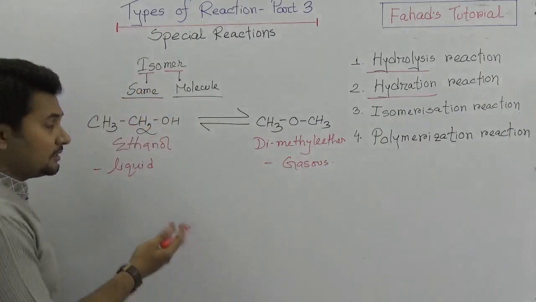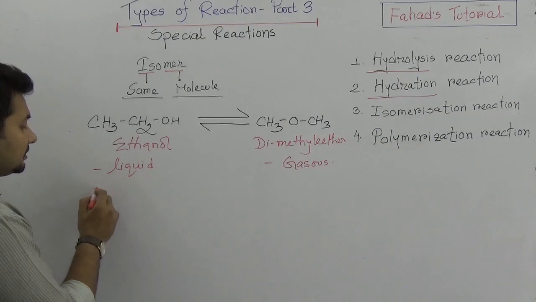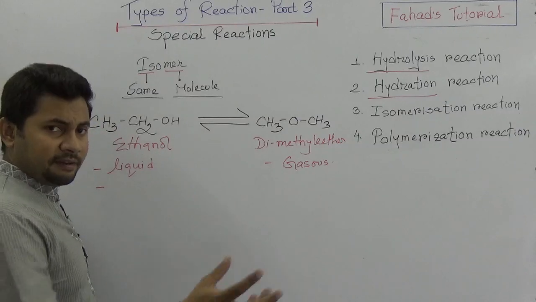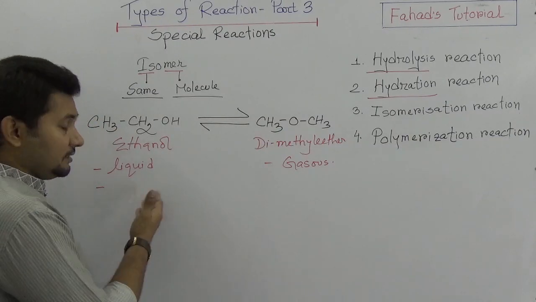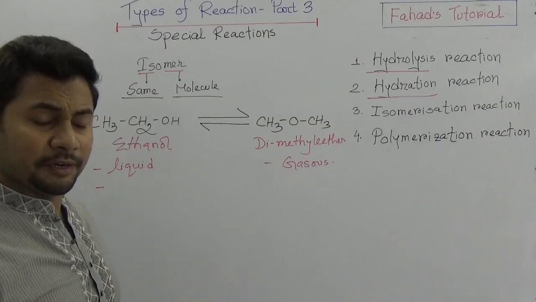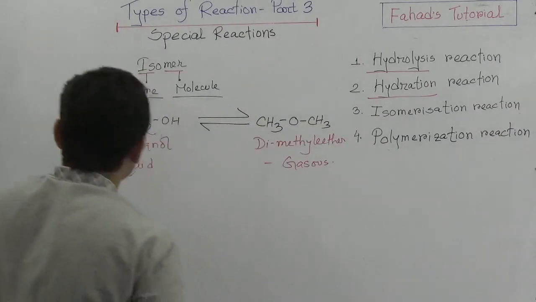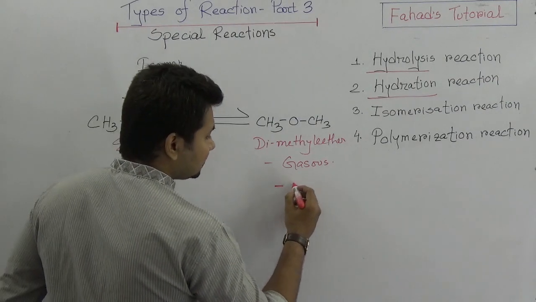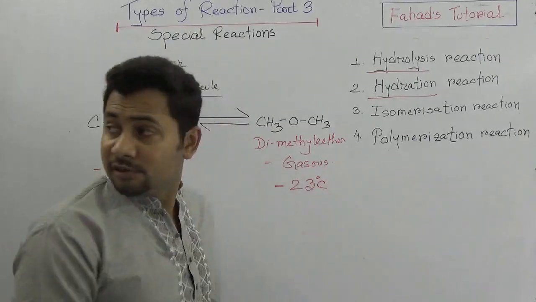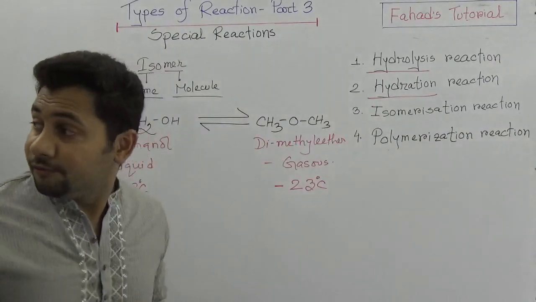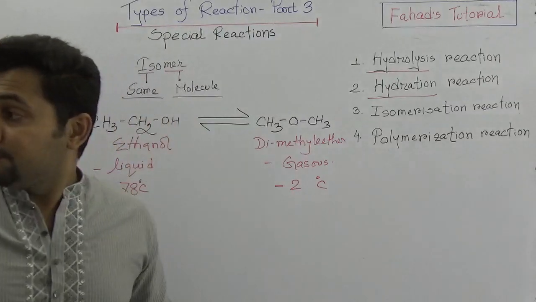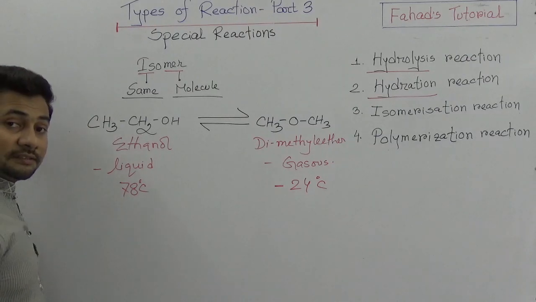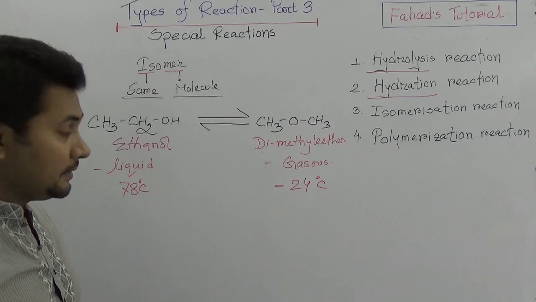So definitely there are some differences between these. This one is completely soluble in water, but this is not. Sparingly soluble in water. And of course there are some differences in the melting point. If I'm not wrong, the boiling point of ethanol is 78 degrees Celsius, but here it is minus 24 degrees Celsius.